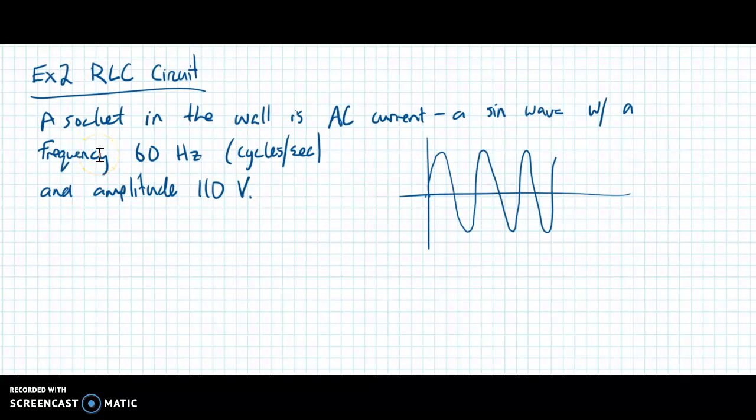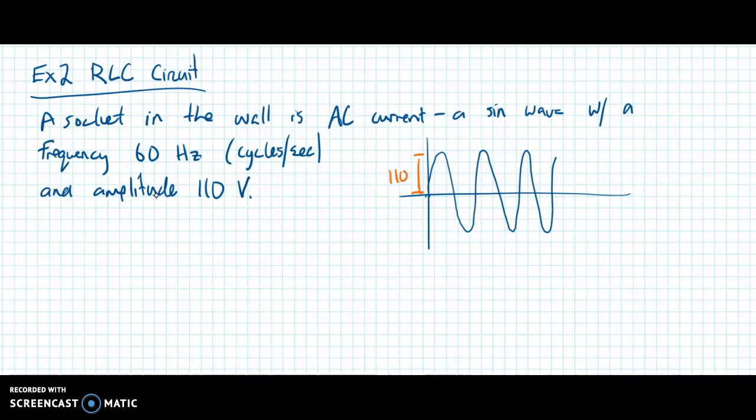We're going to do our second example here of an RLC circuit, but first I would like to talk about the wall. What I mean by the wall is the electric plugs in your wall. A socket in the wall is AC current, alternating current. It's a sine wave, or a shifted sine wave, with frequency 60 hertz and an amplitude of 110 volts. Sorry, the 110 volts, not 100.